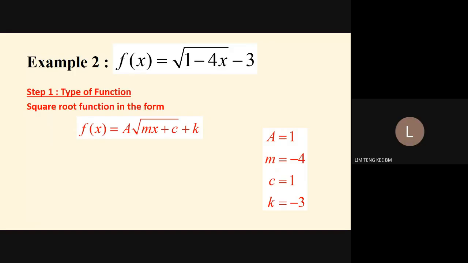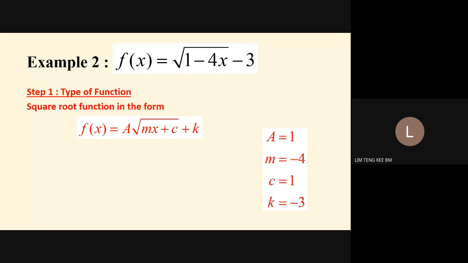And now let's see one more example on sketching square root functions. So this time, let's say I have another function f(x) = square root of (1 minus 4x) minus 3. So again, we begin with the simple steps in graph sketching.